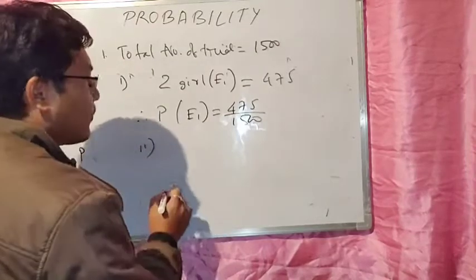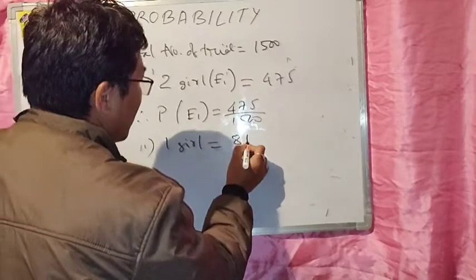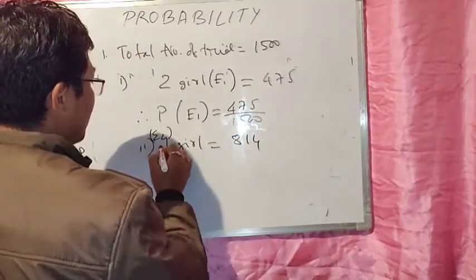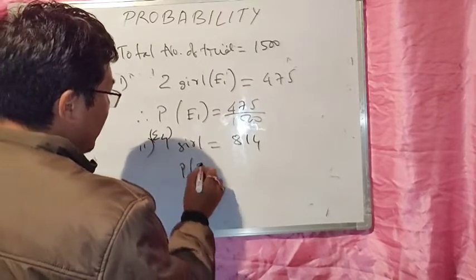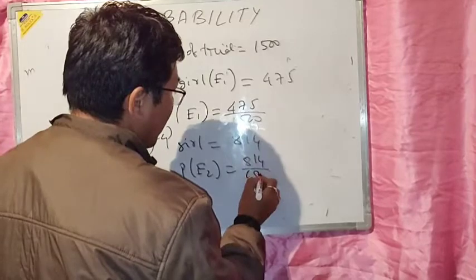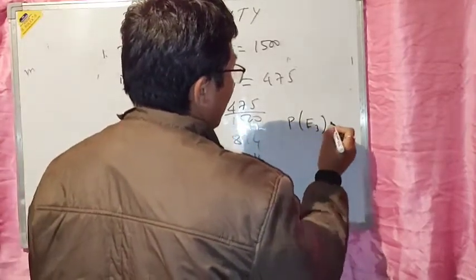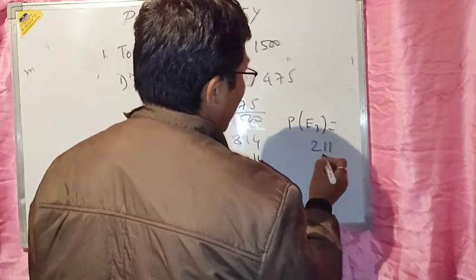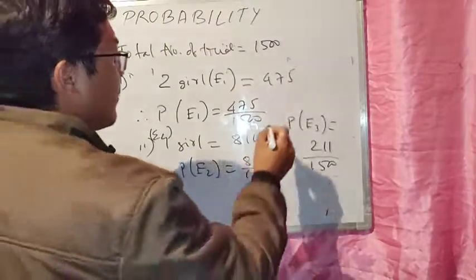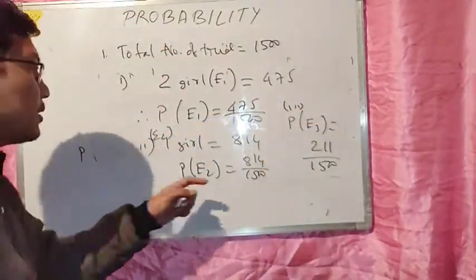Same, continue. 1 girl is given as 814. Here it will be E2. Then the probability of E2 will be 814 by 1500. Then the probability of E3, no girl, will be 211 by 1500. These are the answers for this question.